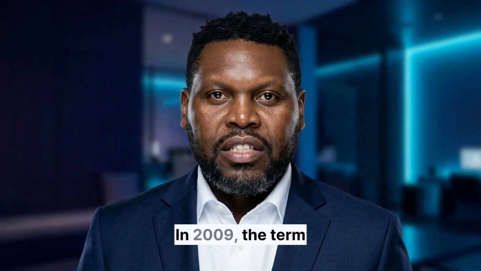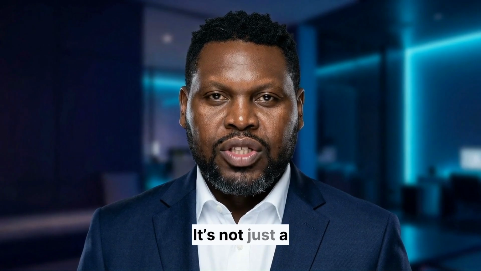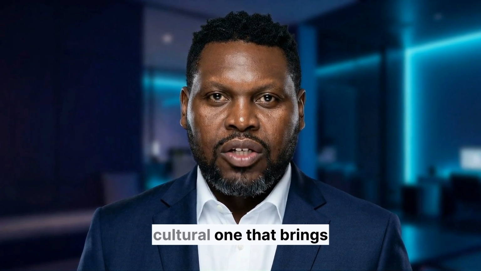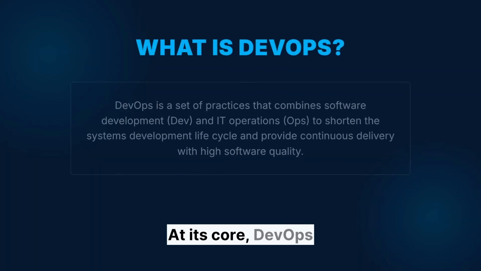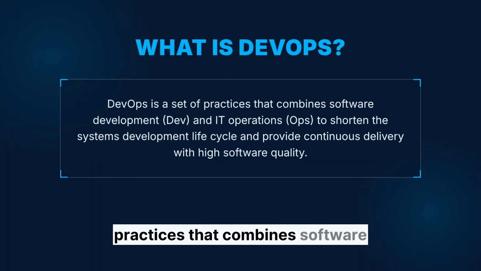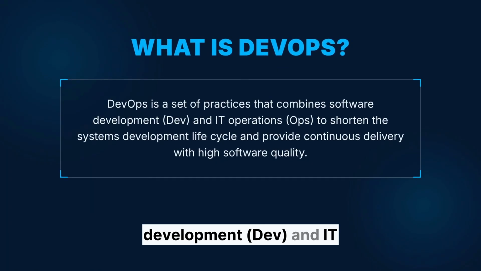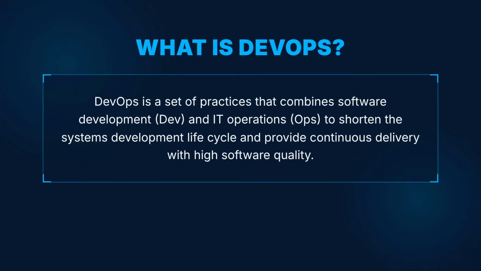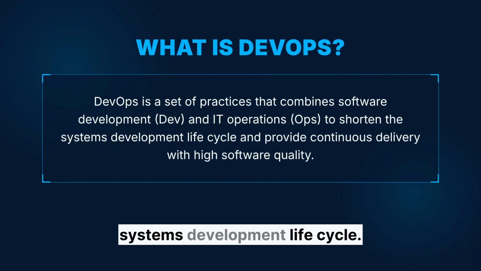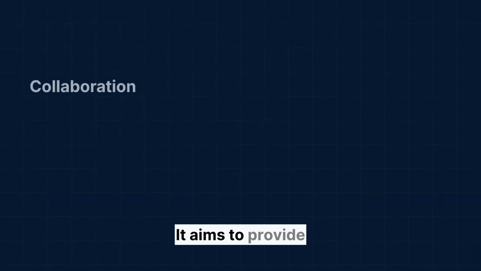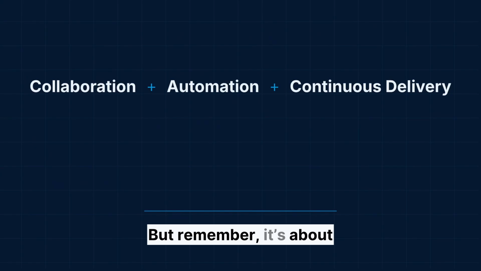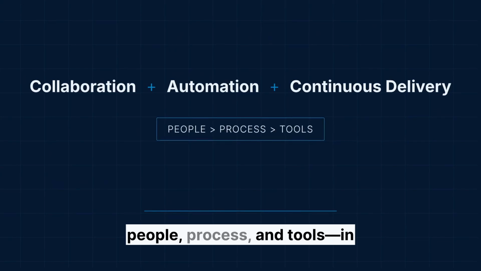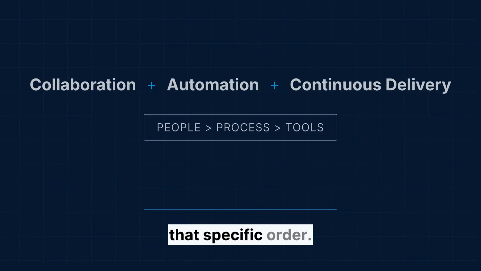In 2009, the term DevOps was coined to solve this exact problem. It's not just a technical shift, it's a cultural one that brings these two teams together. At its core, DevOps is a set of practices that combine software development, Dev, and IT operations, Ops. It's about shortening the system's development lifecycle. It aims to provide continuous delivery with high software quality. But remember, it's about people, process, and tools in that specific order.